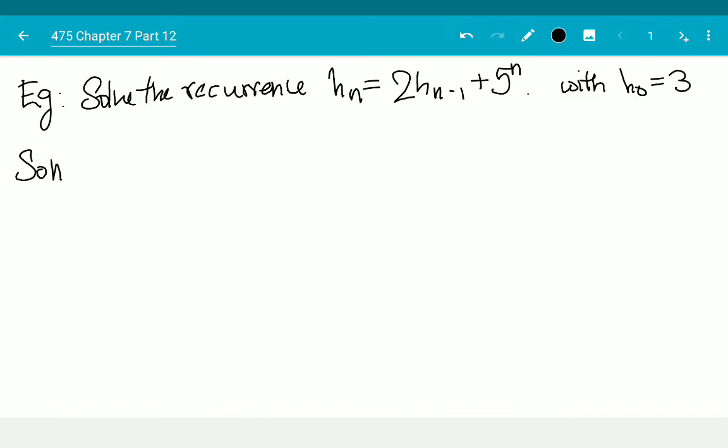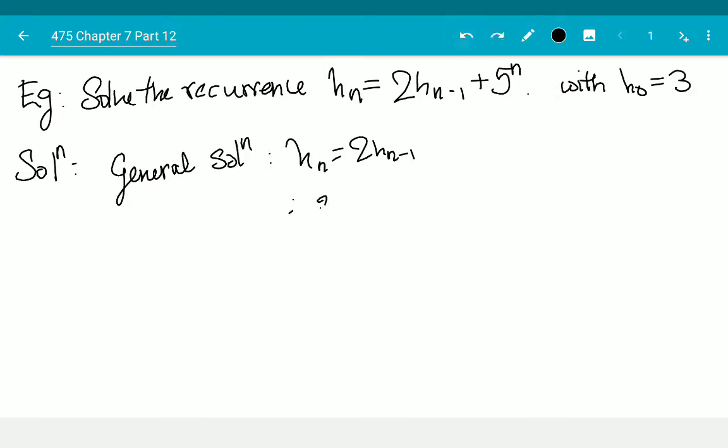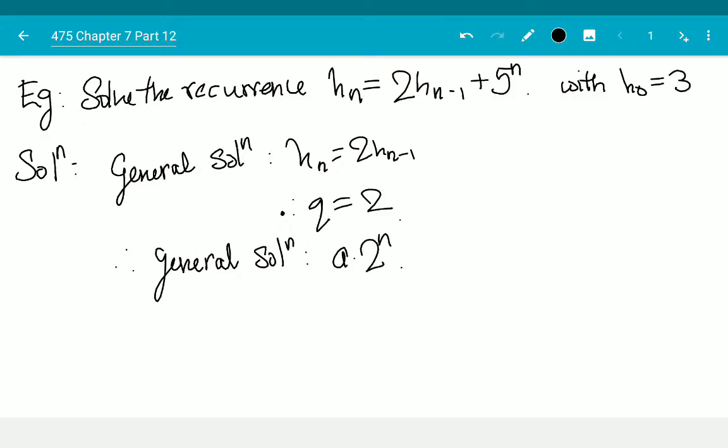Solution. Well, my general solution is h of n is equal to 2h of n minus 1. Therefore, I don't even have to do any work here. q is equal to 2. Therefore, general solution is a times 2 to the n.